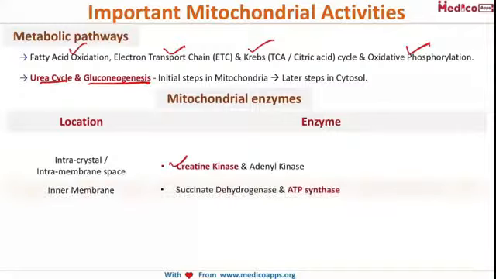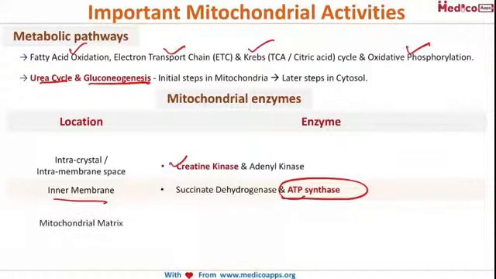On the inner membrane of mitochondria, succinate dehydrogenase and ATP synthase are present. So ATP synthase, where is ATP synthase present? It is present on the inner membrane of the mitochondria. We have seen that there are two membranes, right? The outer and the inner membrane. So ATP synthase is present on the inner membrane along with succinate dehydrogenase.